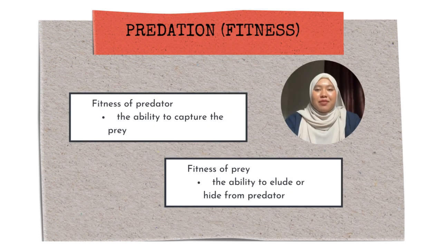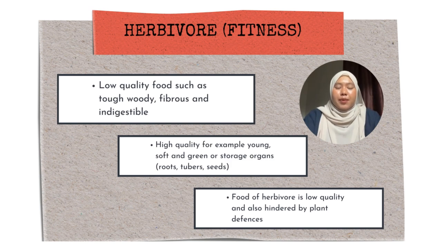Next, we have predation fitness. Fitness of a predator is the ability to capture the prey, while fitness of prey is the ability to elude or hide from the predator. Effect on prey plant fitness: the effects of predation are strong at the juvenile stages of plant development. Grazers concentrate on young leaves and thus remove nutrients.